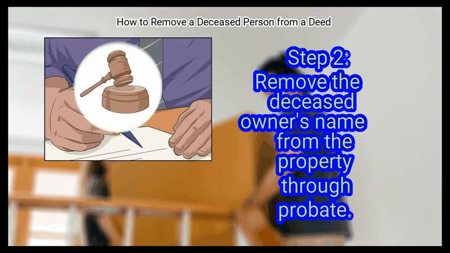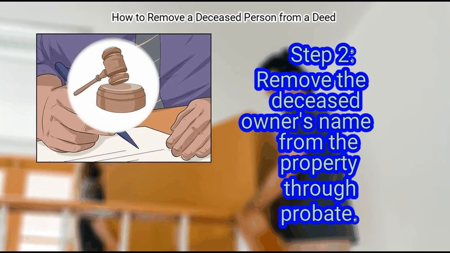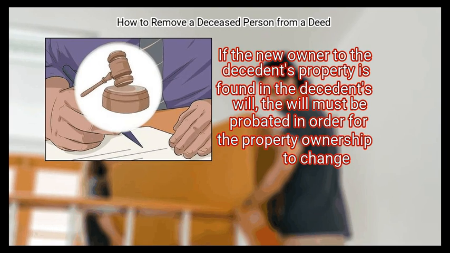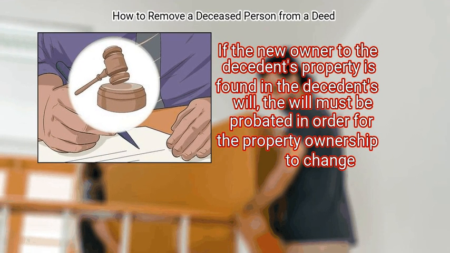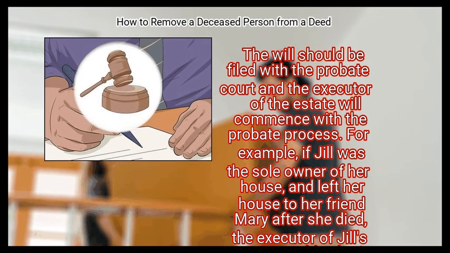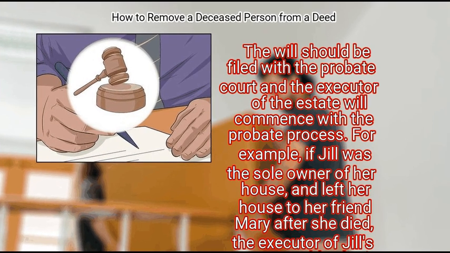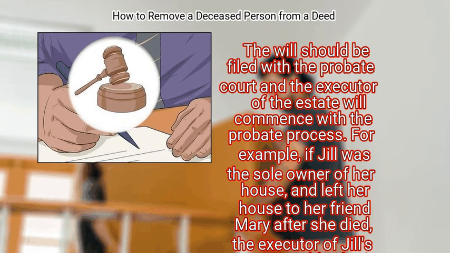Step 2. Remove the deceased owner's name from the property through probate. If the new owner to the decedent's property is found in the decedent's will, the will must be probated in order for the property ownership to change. The will should be filed with the probate court and the executor of the estate will commence with the probate process. For example, if Jill was the sole owner of her house, and left her house to her friend Mary after she died, the executor of Jill's estate would submit Jill's entire estate, including her house, to probate.